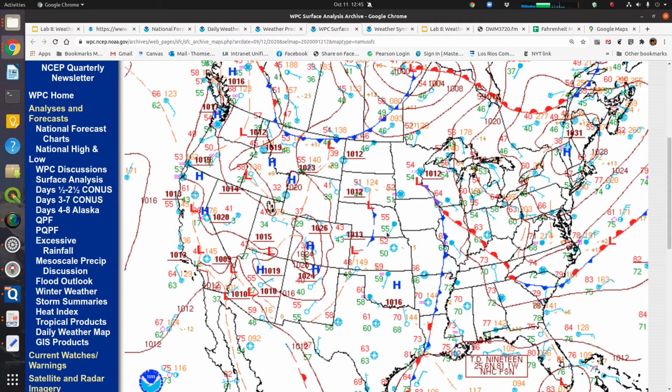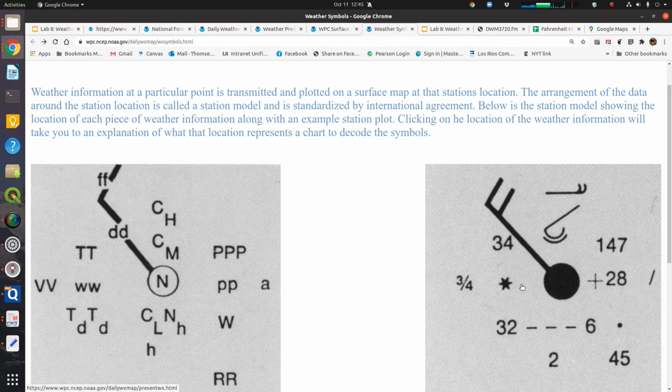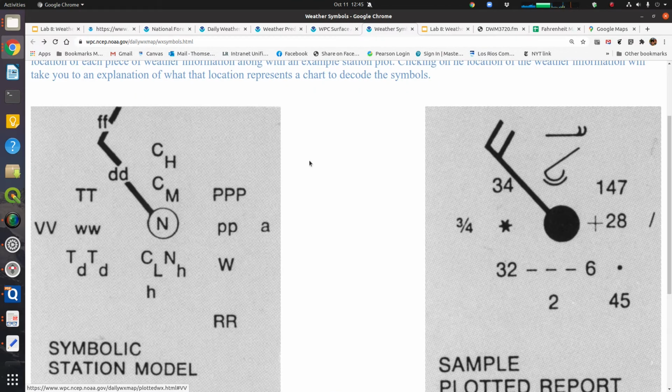So we have 5 elements of information. There's only a little bit more information in the other weather symbol. And this is the weather symbol. So you can see there's 1, 2, 3, 4, 5, 6, 7, 8, 9, 10, 11, 12, 13, 14, 15, 16, 17 different types of information. We're going to ignore about half of it.